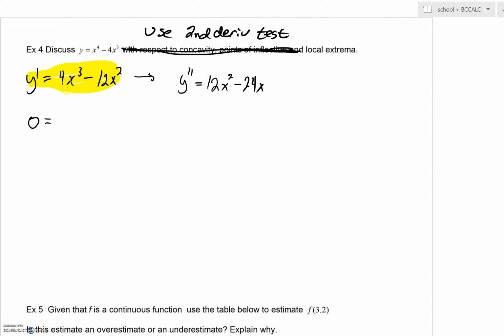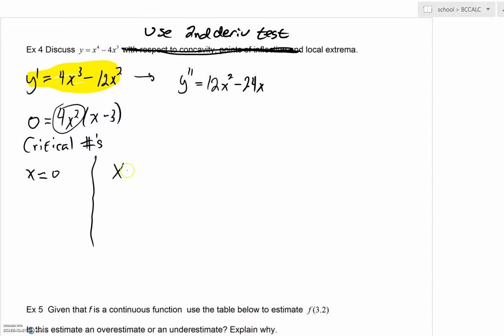So I'm going to factor out a 4x squared from both of these. That's going to leave me with an x minus 3. So what are the critical numbers? Very quickly you can see, would be x equals 0 if you had 4x squared equals 0. And also x equals 3. Now, from here, I'm going to go ahead and substitute these values into the second derivative.